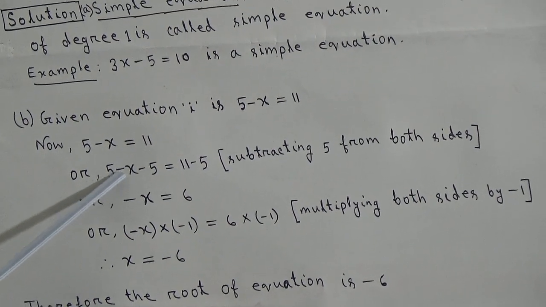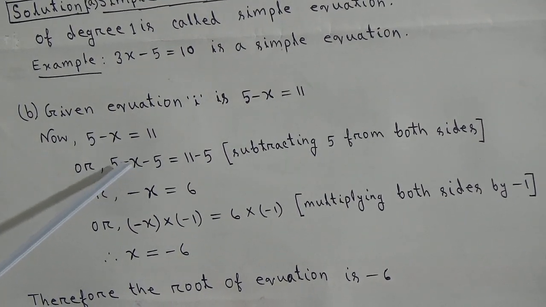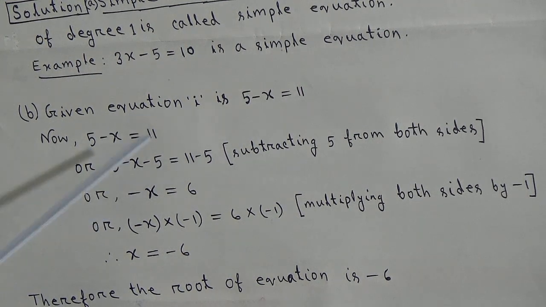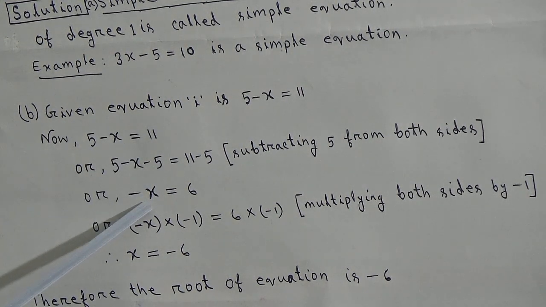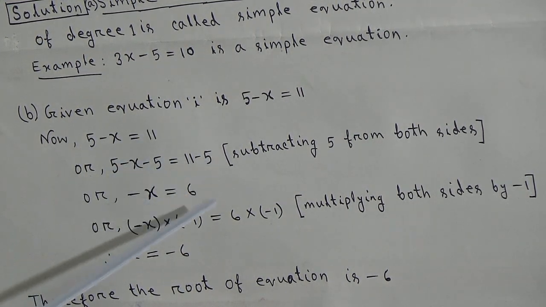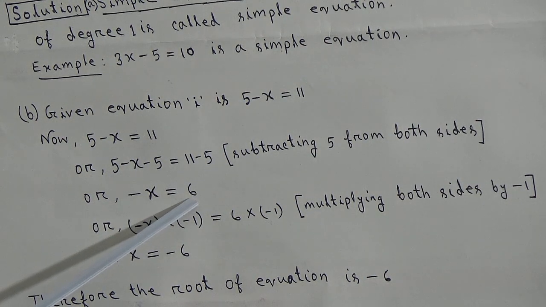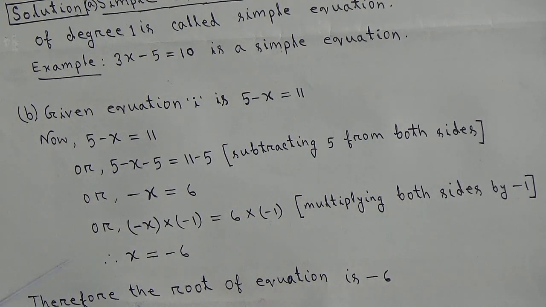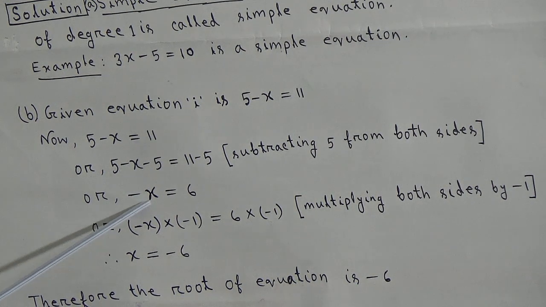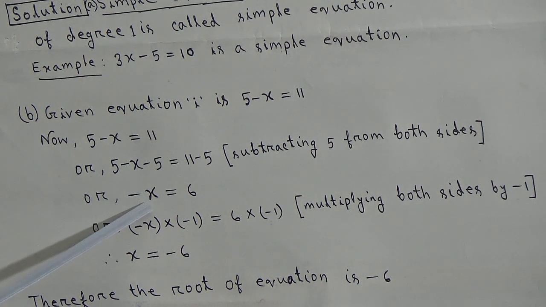If we subtract 5 from left side, then it will be 5 minus 5 is equal to 0. That means only minus x will exist. And 11 minus 5 is equal to 6. In right side only 6 will exist. Now we have already found the value of minus x, but we have to find out the value of x.